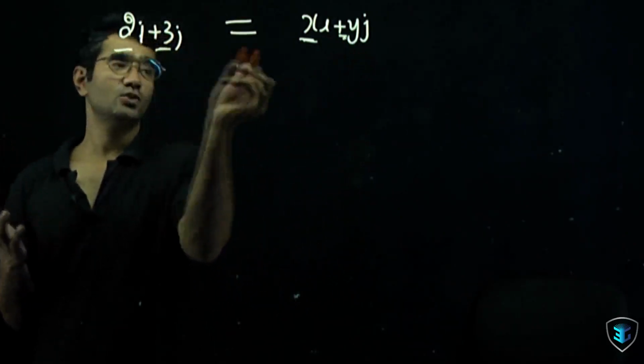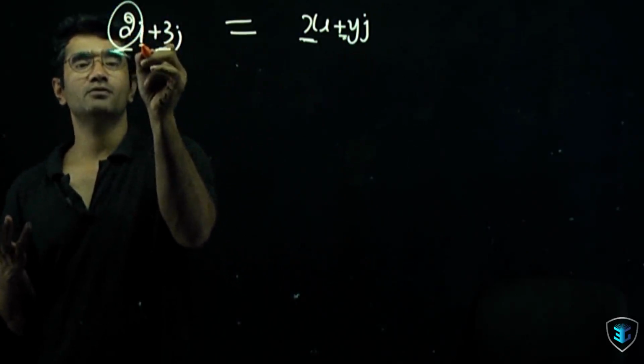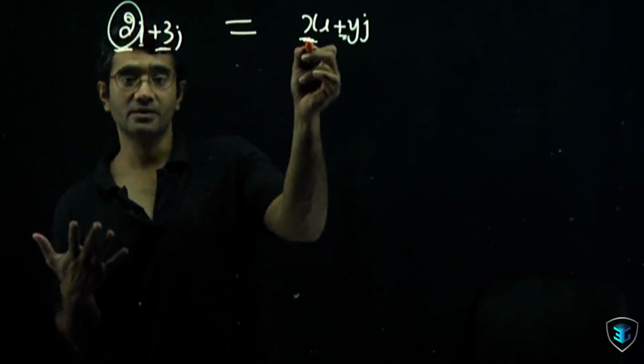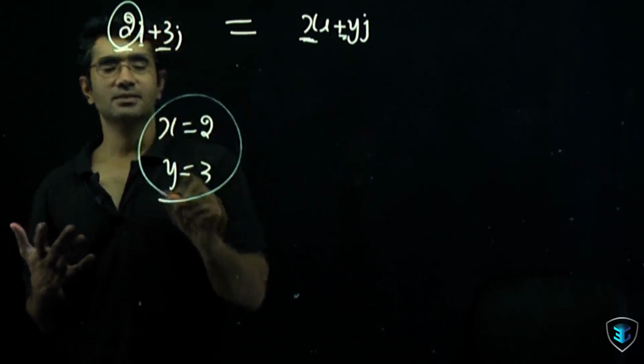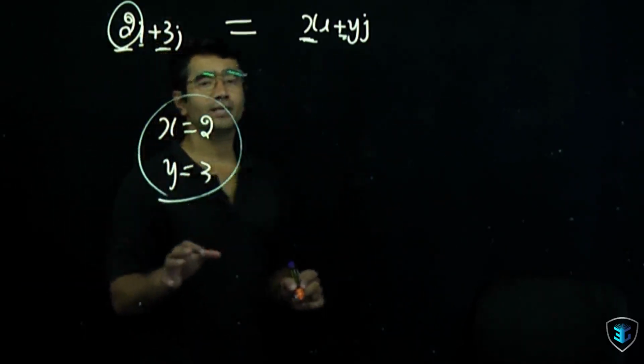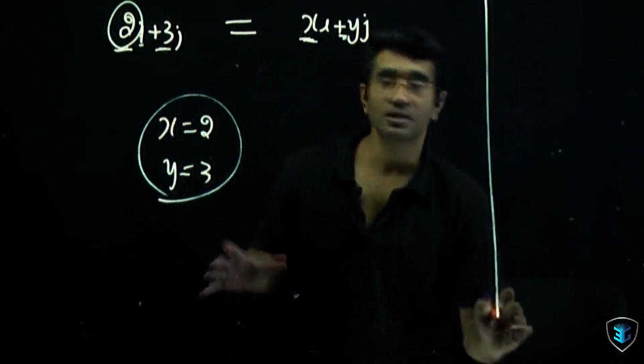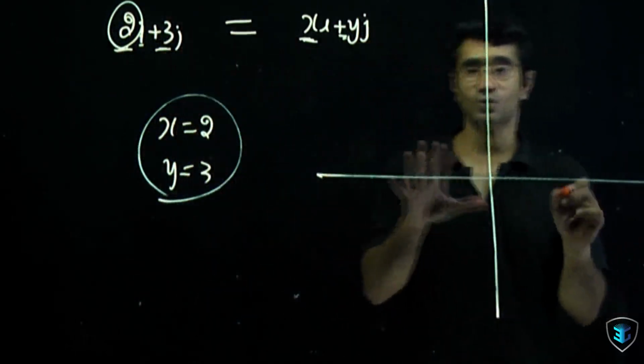Now, in this case, if these two vectors are equal, of course, the component of i here is 2 and the component of i here is x. So x is 2 and y is 3, and that makes a simple sense. I can say that these two vectors are equal. Now, look at that. These are two-dimensional vectors. We can actually use the board to understand this.